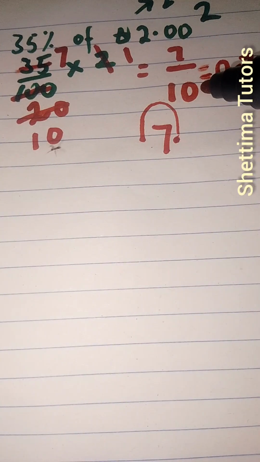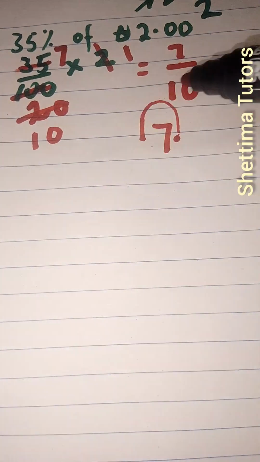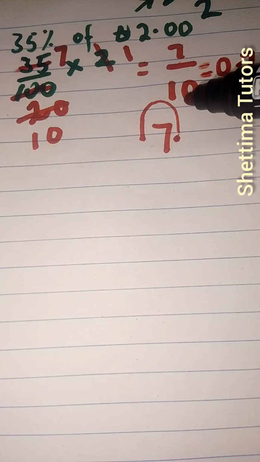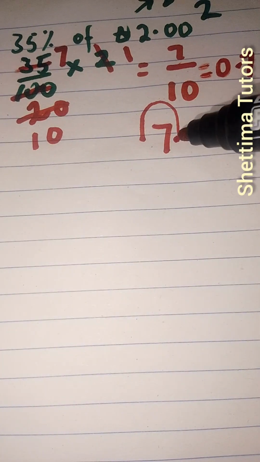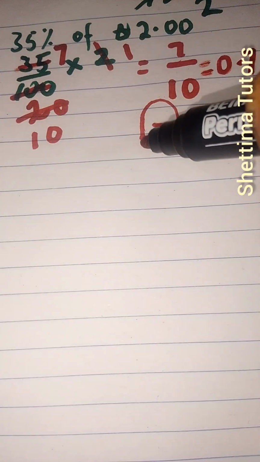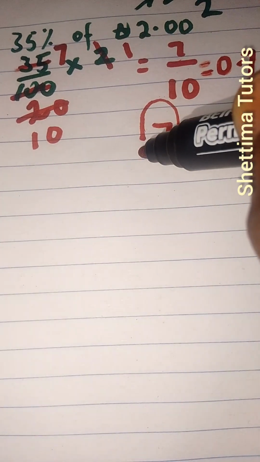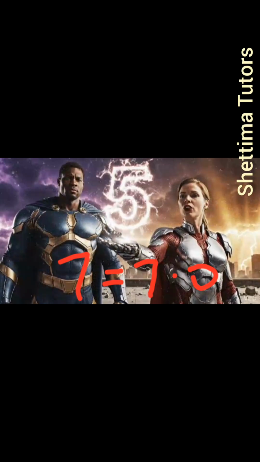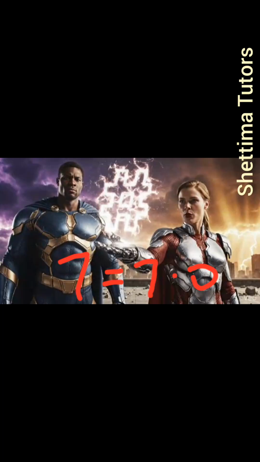If it were 100, you shift it 2 times. If it were 1,000, you would have shifted it 1, 2, 3. But this is just 10 and has 1 zero, so it's going back 1 time. And this is the new position of our point, and it becomes 0.7. Every whole number has a hidden decimal point.